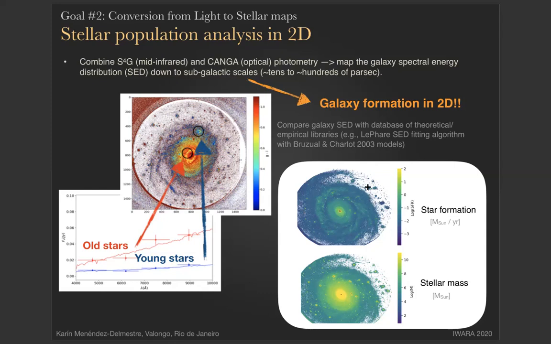If we run this pixel by pixel using the LIFAR fitting algorithm using the S4G and Kanga photometry, we can build this star formation map, so we can know how many solar masses are being built per year in each region, and we can build these stellar mass maps.